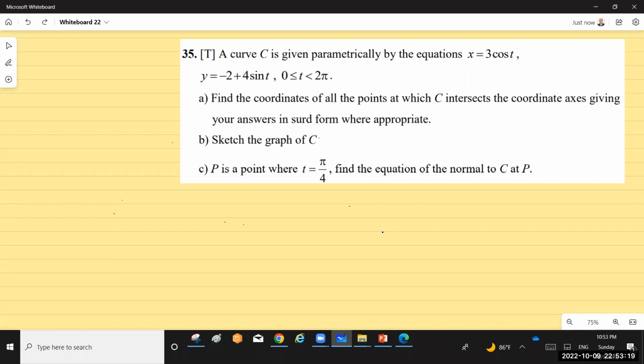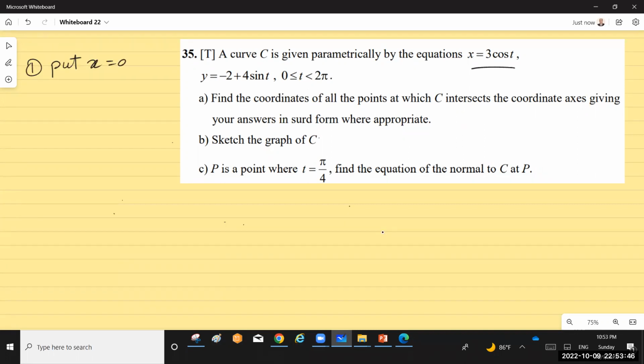A curve C is given parametrically by the equations x equals 3 cosine t and y equals -2 plus 4 sine t, where t lies between 0 and 2 pi. Find the coordinates of all points at which C intersects the coordinate axes, giving your answer in surd form where appropriate. To find, for example, the y-intercept, just put x equal to 0.